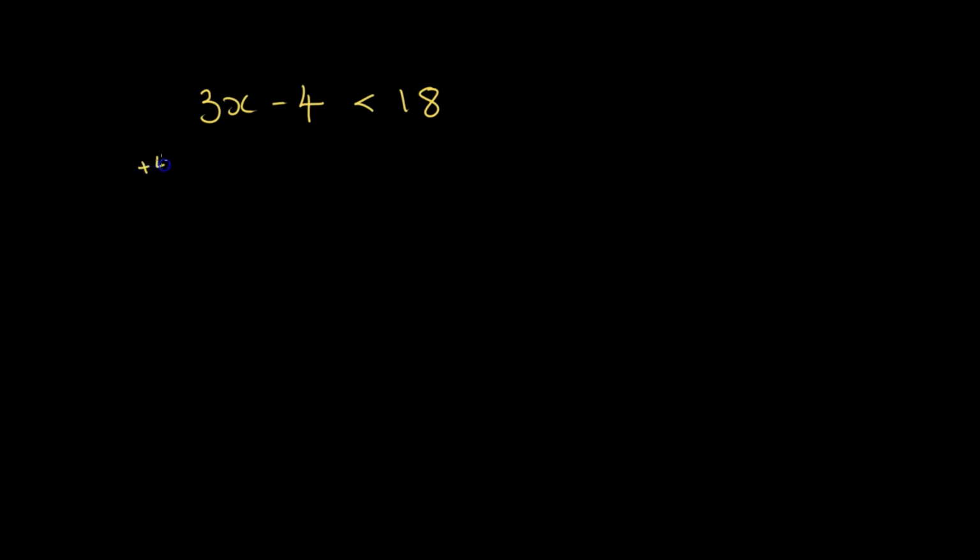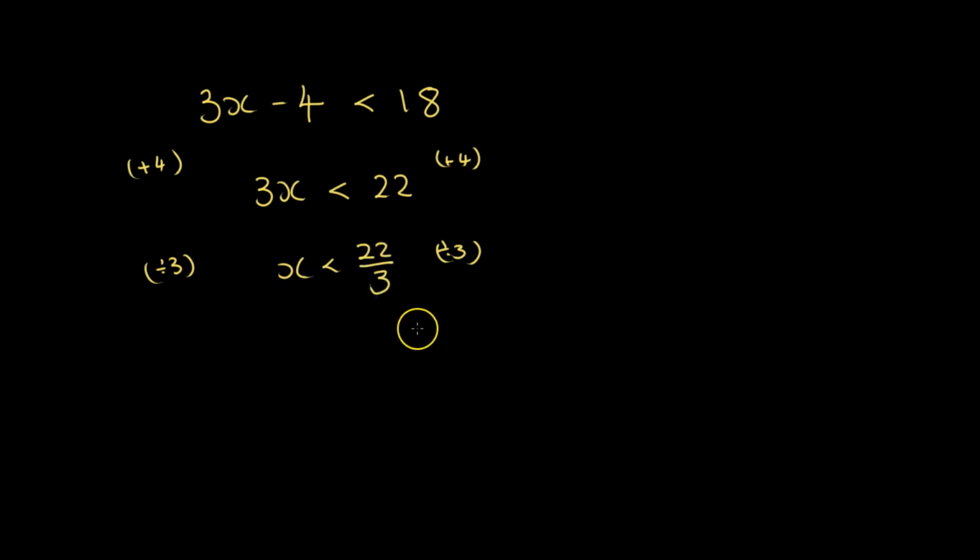So it looks something like this. We're going to add 4 to both sides first. And so on the left, we get rid of the minus 4 and we're left with the 3x. And on the right hand side, we're adding 4 to 18, so that's 22. And then we can divide both sides by 3. And so we're just left with x on the left, and I'm going to leave this as a fraction on the right. So there we go, x is less than 22 over 3. That is the solution to this inequality.